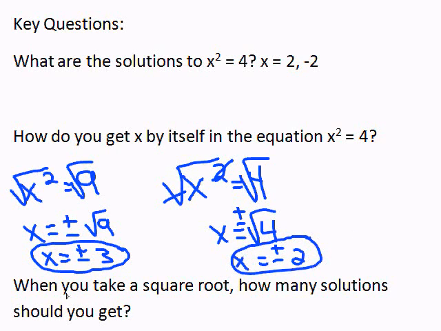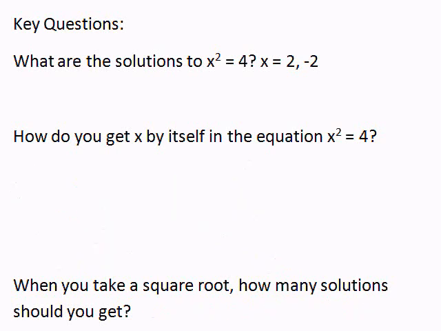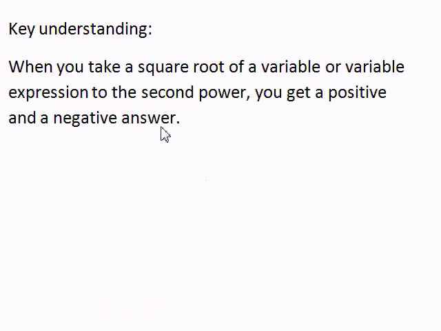So that brings us to our last key question. When you take a square root, how many solutions do you get? The general answer is you should get 2. 1 plus and 1 minus. So to summarize in writing, when you take a square root of a variable or variable expression to the second power, you get a positive and a negative answer.